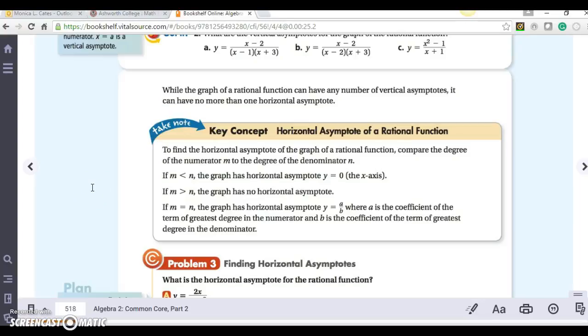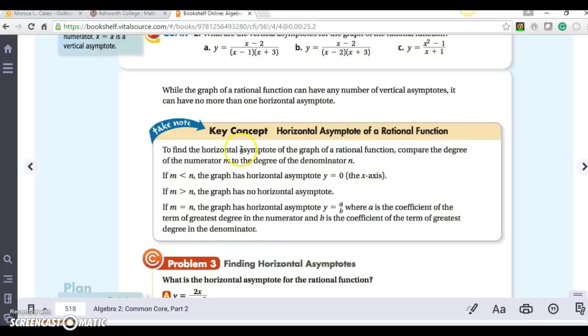Okay, now let's take a look at horizontal asymptotes. So it says while a graph of a rational function can have any number of vertical asymptotes, it can have no more than one horizontal asymptote. So it can have at most one, or it can not have any horizontal asymptotes at all.